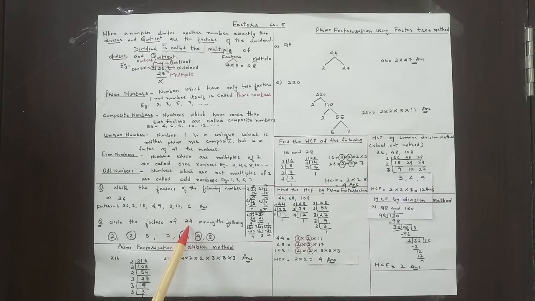Now we will divide it by 6. 6 fours are 24 and it is exactly divisible. So 6 is a factor of 24. Here 4 and 8 are also factors of 24. So we will circle all those numbers which are the factors of 24.